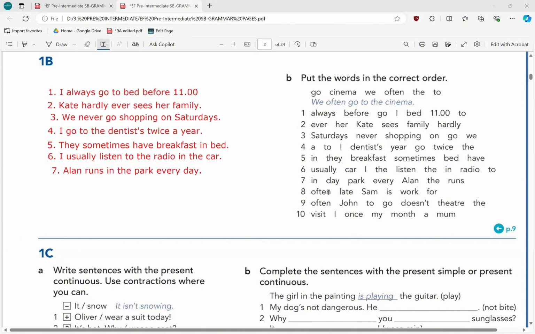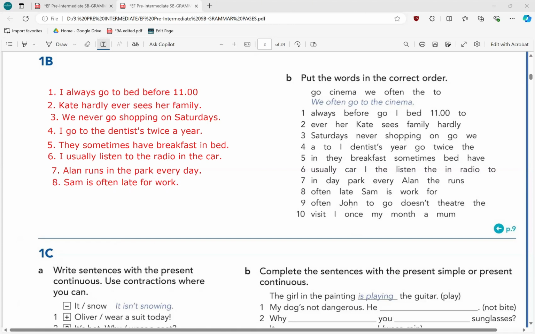Very good. 8, often, late, someone, is, work, for. So someone is the subject. And then we got here is, guys, is. And if you remember, often, adverb of frequency, we use it after be, the verb be. Am, is, are, we use after it. Other verbs, we use before. As you can see here, look, sometimes we're using before have, right? Never, we're using before go. Hardly ever, we're using before the verb. But if it's am, is, are, we use after it. So someone is often late for work, right? Someone is often late for work.